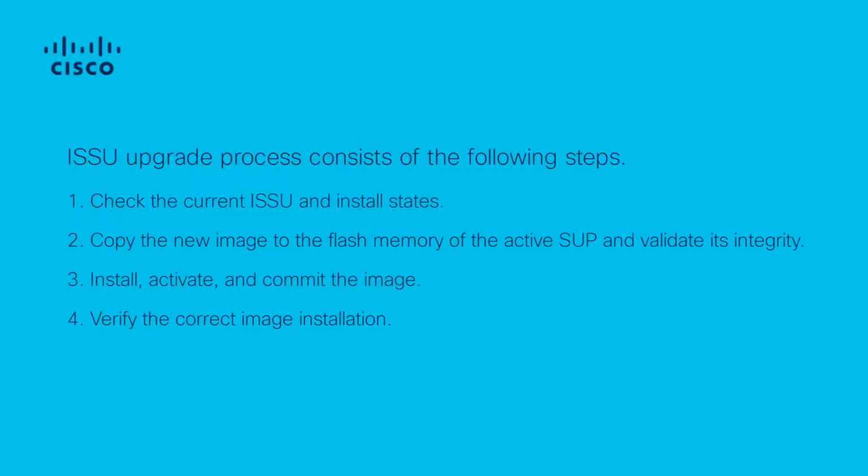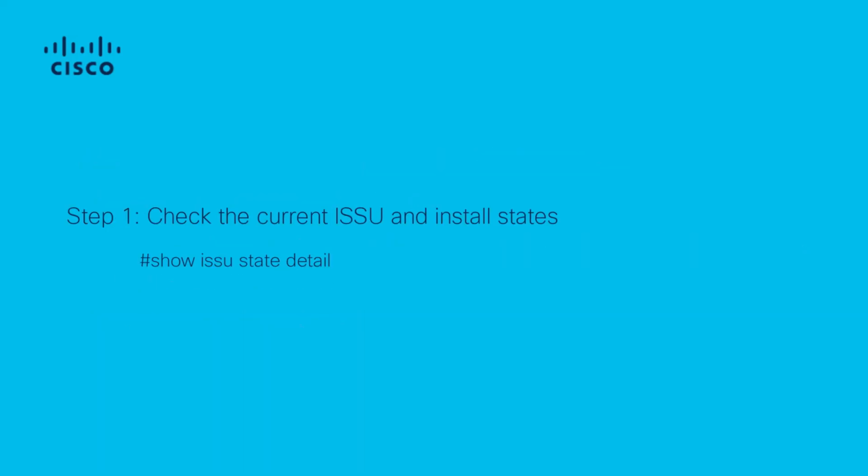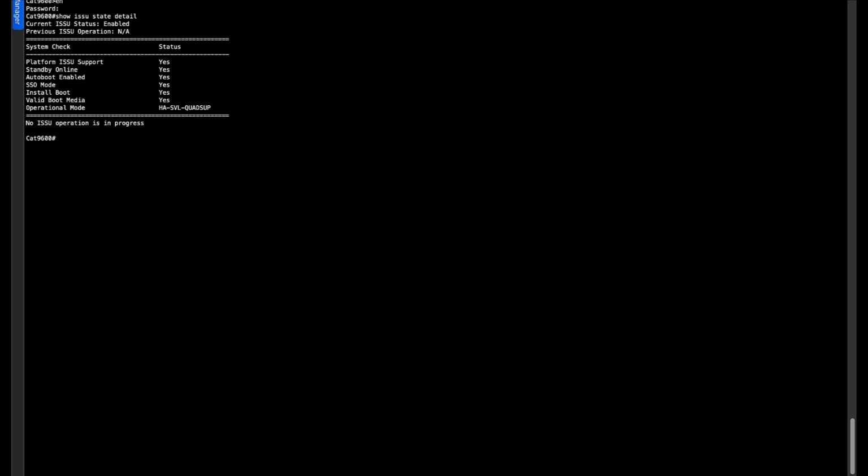The ISSU upgrade process consists of the following steps. Check the current ISSU and install states. Copy the new image to the flash memory of the active supervisor and validate its integrity. Install, activate and commit the image. Verify the correct image installation. Step 1: check the current ISSU and install states using the command show issu state detail. We have to make sure no ISSU operation is in progress.